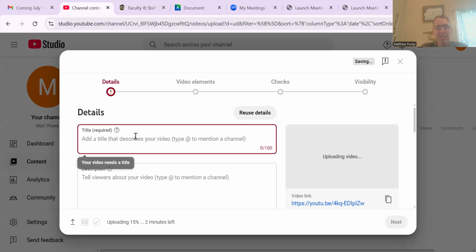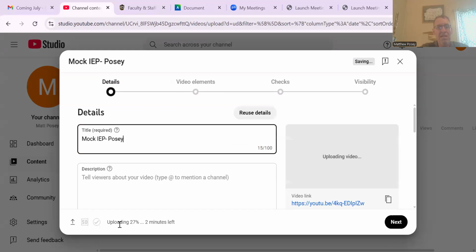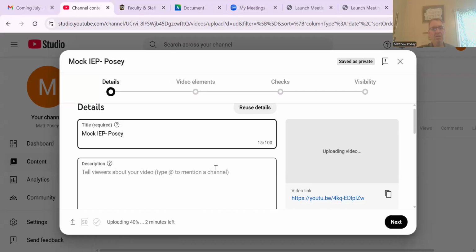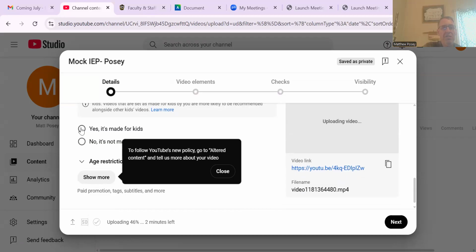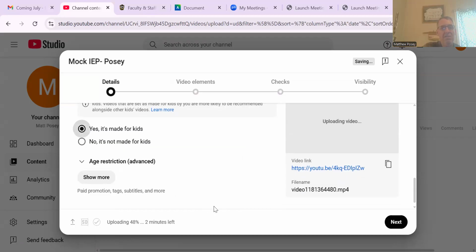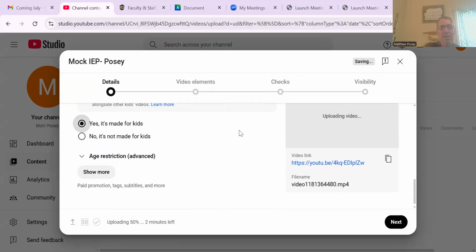So always back that off, and I put SPED 805 Zoom meeting and the date. For this, I would put mock IEP and then your last name, mock IEP Posey. So you can see down here on the screen share, it takes a few minutes to upload. It'll give you an indicator, uploading 33%, 2 minutes left. The link is already assigned over here in the right hand corner. You want to scroll down this page a little bit and make sure, yes, it is made for kids, and click on it. Yes, it's made for kids. Okay, which I did.